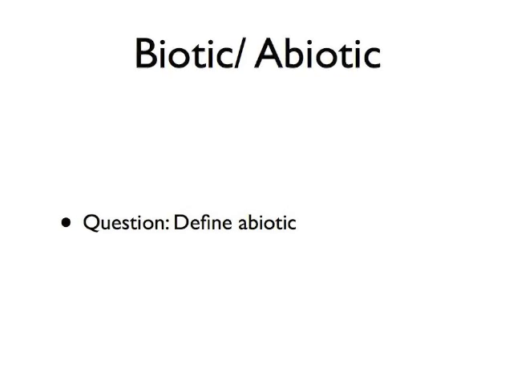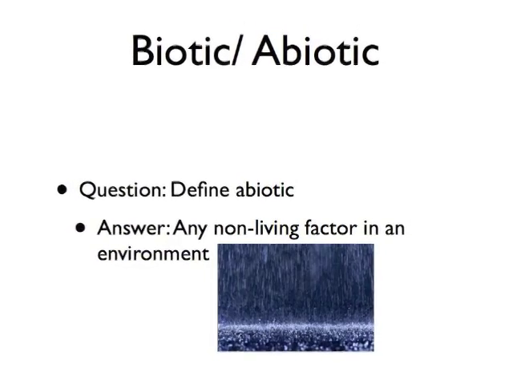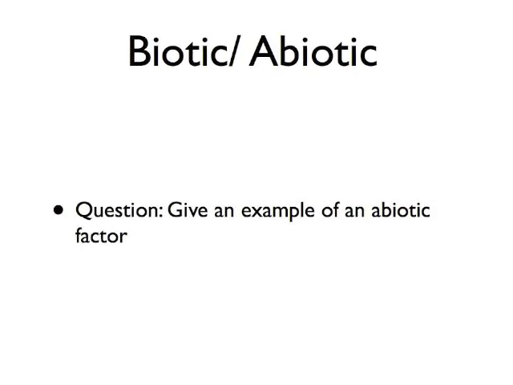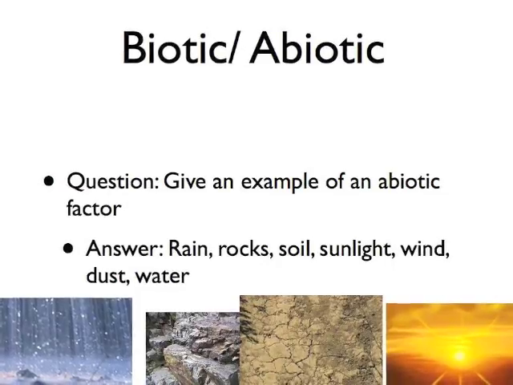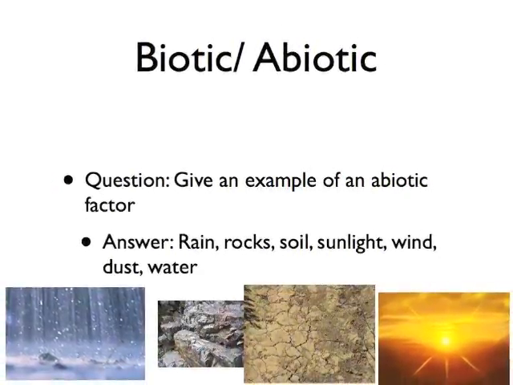Define abiotic. Any non-living factor in an environment. An example of an abiotic factor. Rain, rocks, soil, sunlight, wind, dust, and water.